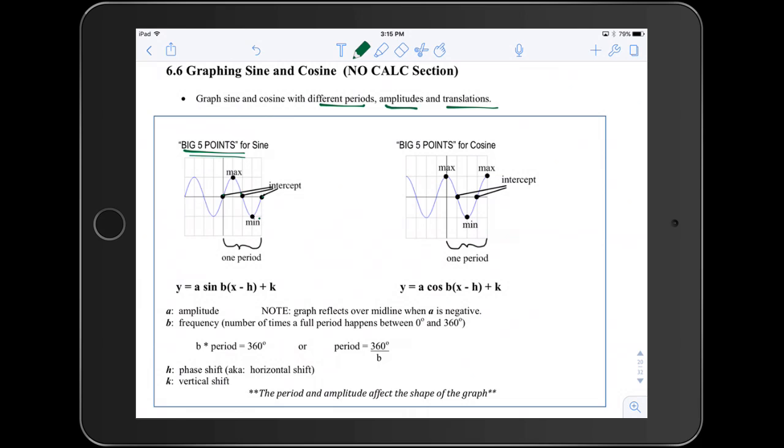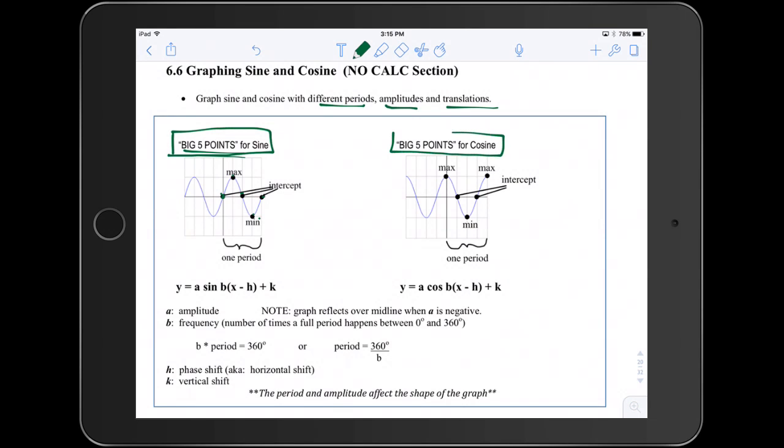When you graph a sine or cosine, you always graph 5 big points. Notice this is the 5 big points of the sine, where you would graph the intercepts, those 3 right there, and the max and min, and then you would continue it on from there. But notice that the sine starts at 0, 0. That's really a big tell, and it's important to note that.